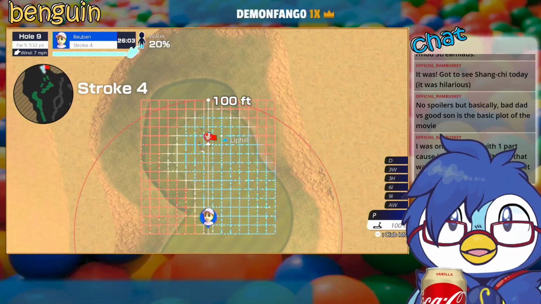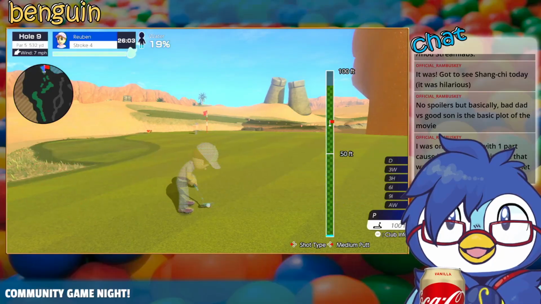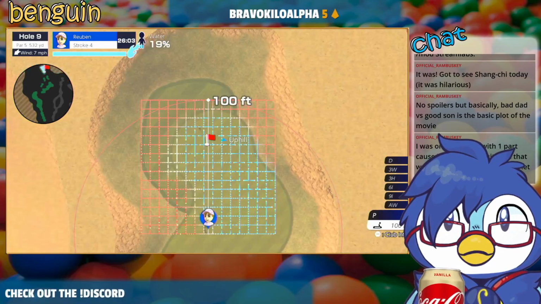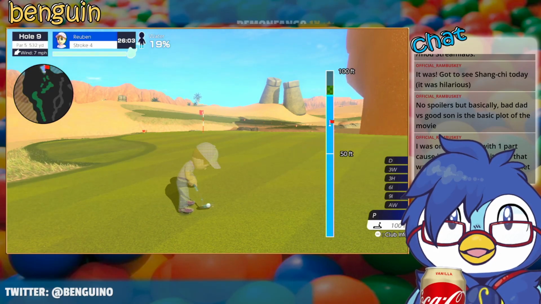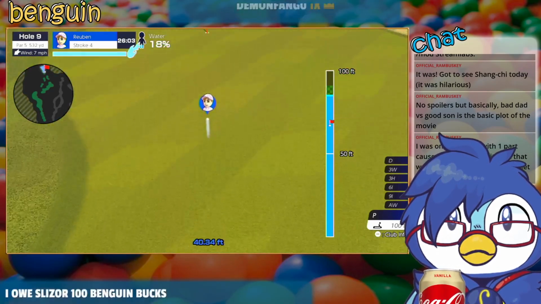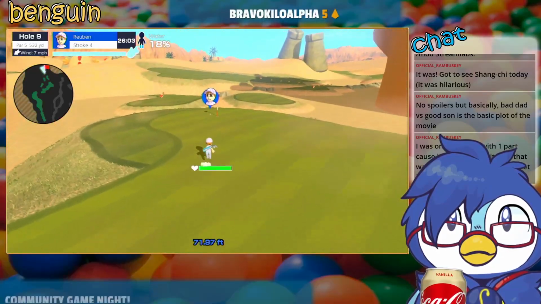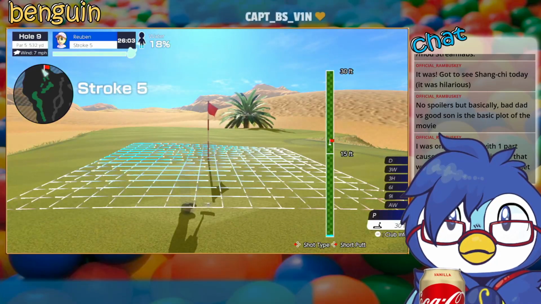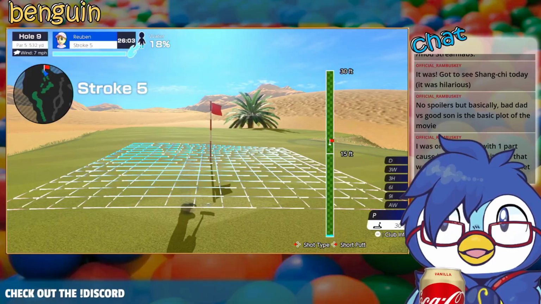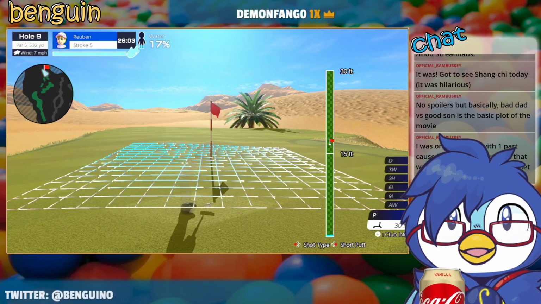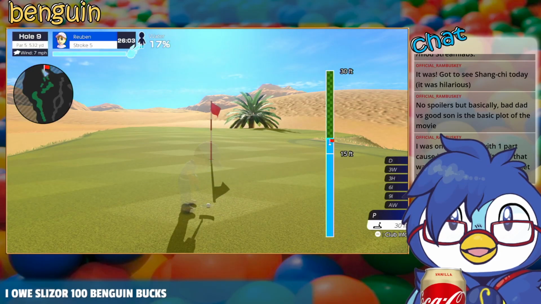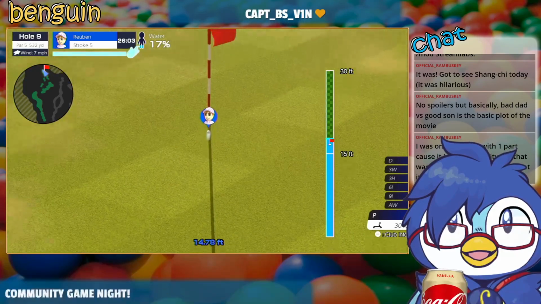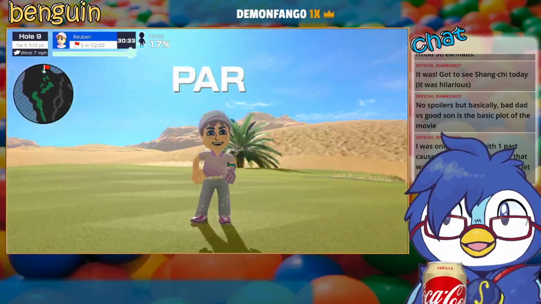Oh, this is a far putt. Jesus Christ. I'm putting from like a mile away. And it's uphill. Okay, let's just gun it. Come on. Nope. Oh my gosh. Okay. Can we get it in this stroke? Let's see. I'm not confident. Okay, we got it. We got it. Okay.